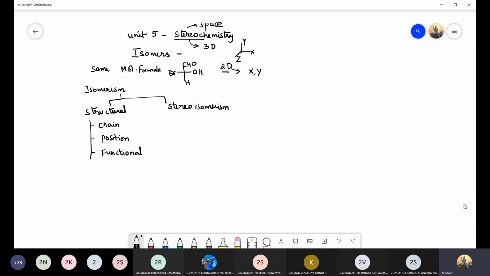One is called the configurational isomers. The next one, conformational isomers. Any idea about them? Configurational, conformational.